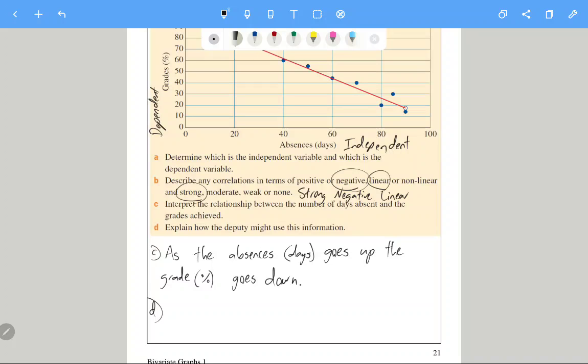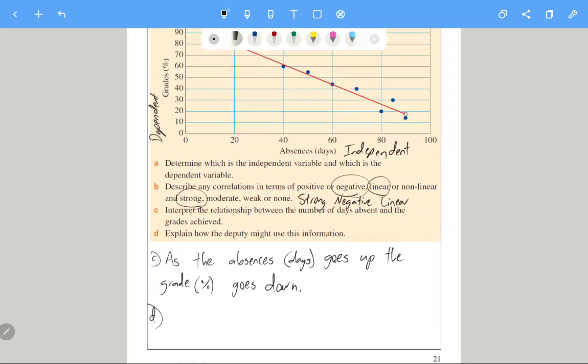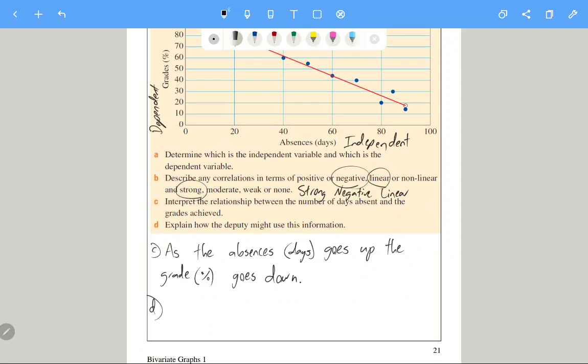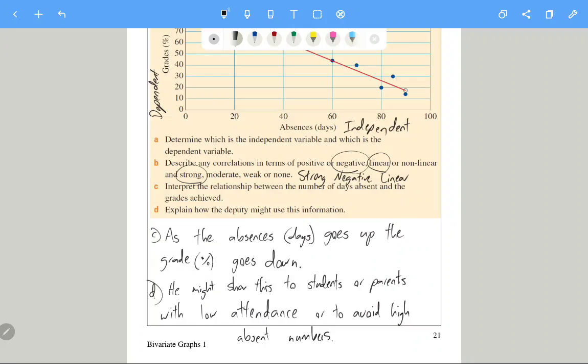In part D, explain how the deputy might use this information. Well, this would be very handy for students to realize that as you are away more often, then you are going to suffer your results. So he might use this to share to his students to encourage them to make sure they're attending school more often. So he might show this to students or parents with low attendance to avoid high absent numbers.